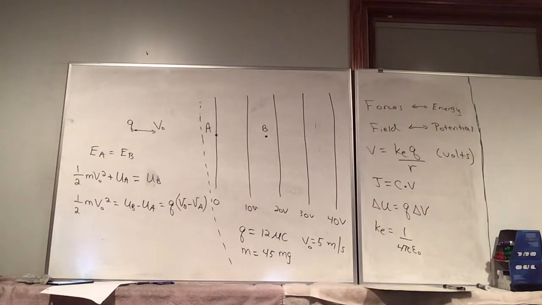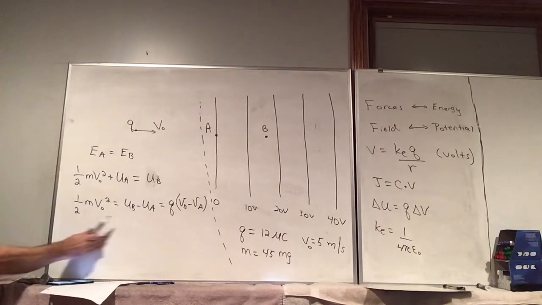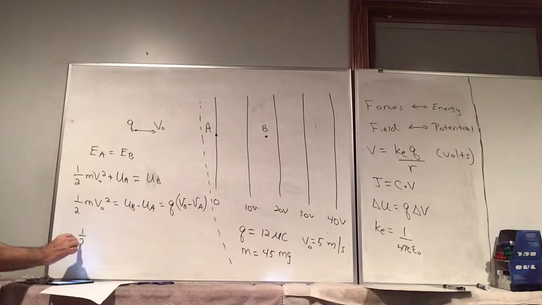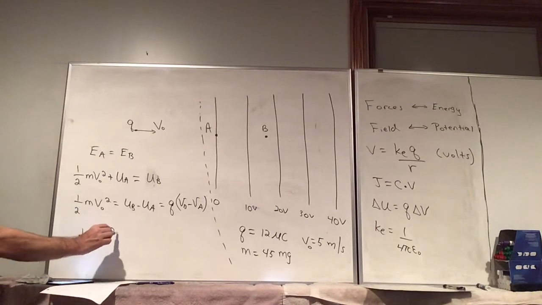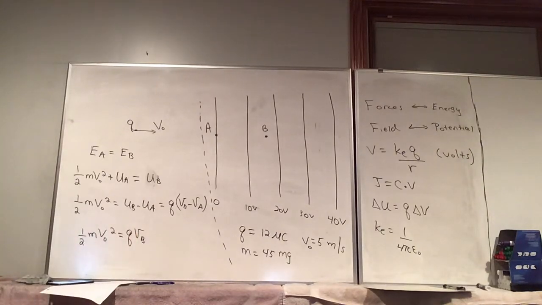Now VB minus VA, that's a change in potential. VA is actually 0, so we can simplify this and say that one half m v naught squared is just Q VB. And then solve for VB. Now, again, I'm not thrilled. I wanted this particle to be moving a lot faster. But let's just see what we get with these kind of ridiculous numbers that I just made up. I'm going to have to clear some room on the board.